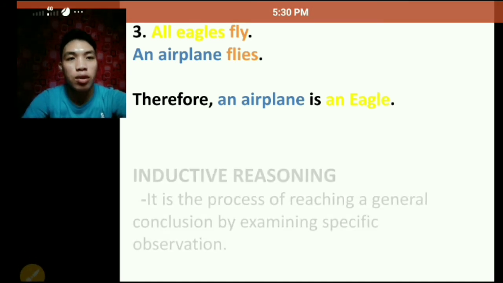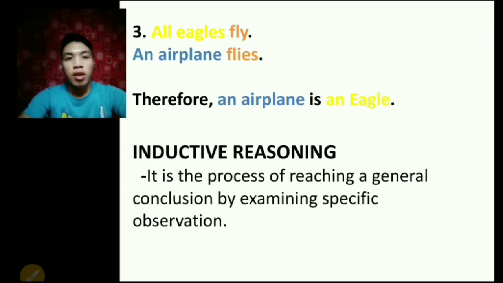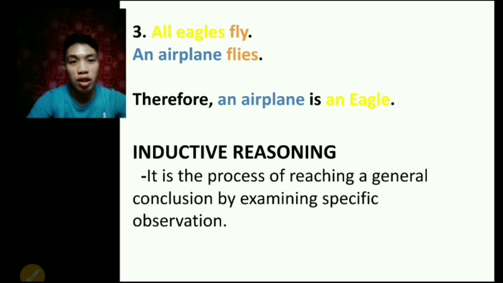Now, the next type of reasoning is what we call the inductive reasoning. Inductive reasoning is the process of reaching a general conclusion by examining specific observation. So we are actually having our conclusion in this type of reasoning through our observation, through what we observe. So here are some examples.